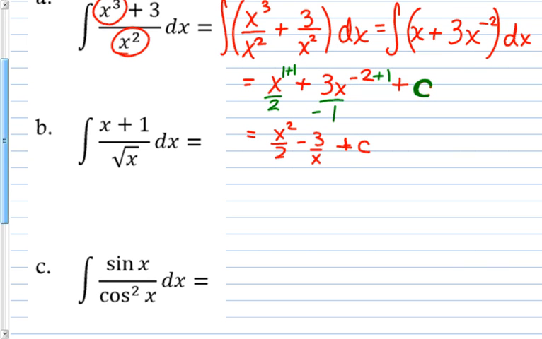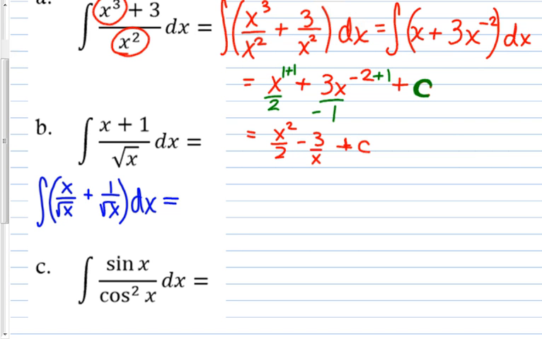So B, same idea. I'm going to go ahead and write it down here. I'm going to split it up. And so x divided by the square root of x.